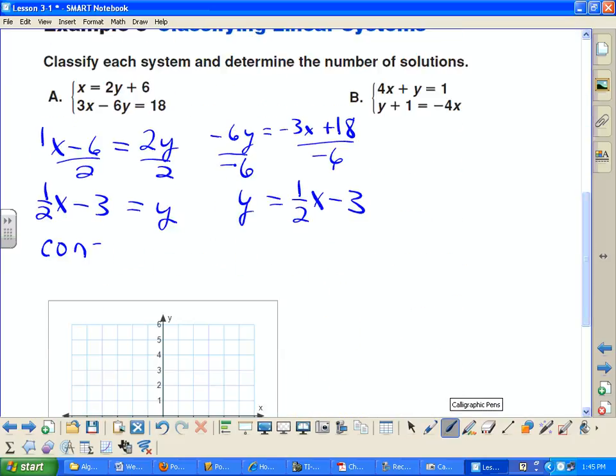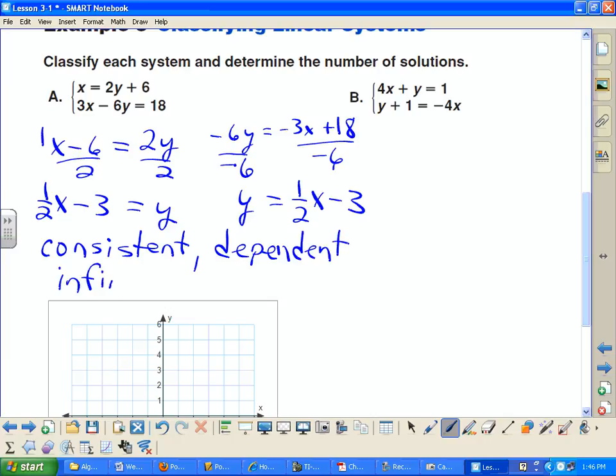Consistent and dependent and infinitely many solutions.